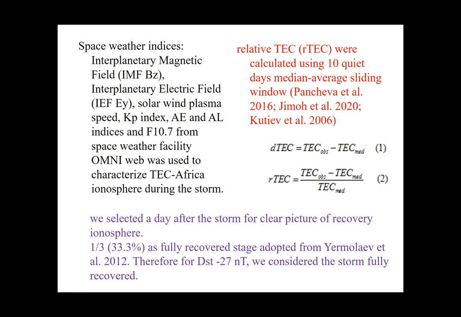And then a problem that most basically the space weather community experiences is how to characterize the recovery phase. Here we took a literature from Chernyshov et al., 2012, and we characterized our recovery based on one-third, that is 33.3%, as fully recovered. So for Dst of -82, which is the major storm, we had -27 nanotesla as being considered the full recovery stage of the storm.